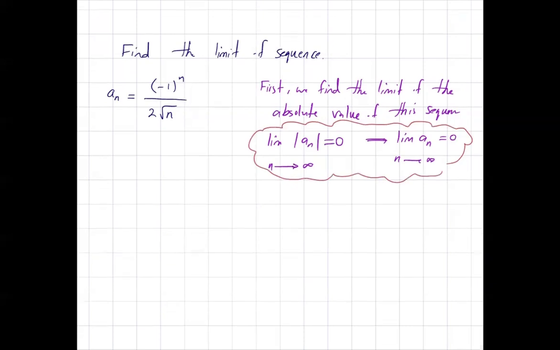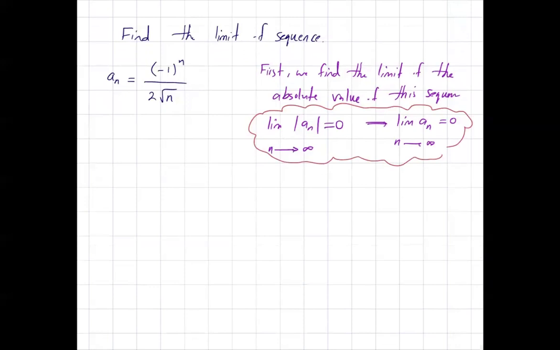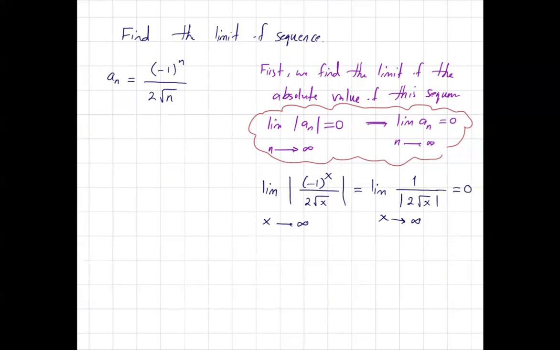If you take a look at the limit of the absolute value, it's basically finding the limit of the absolute value of (-1)^x divided by 2 times the square root of x as x goes to infinity, which in turn is equal to the limit of 1 divided by the absolute value of 2 times the square root of x as x goes to infinity. 1 divided by infinity is equal to 0.